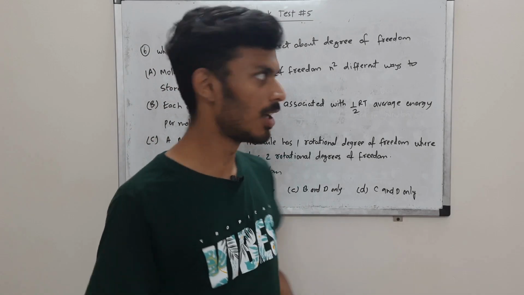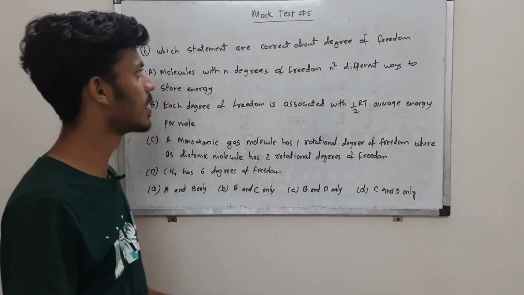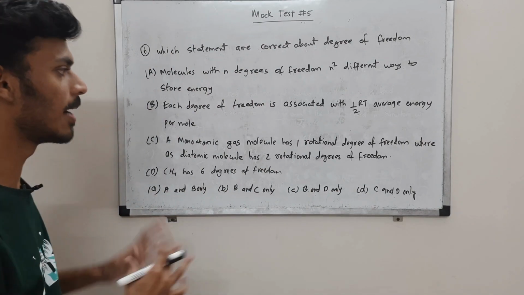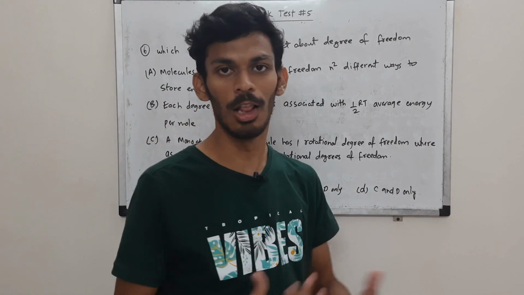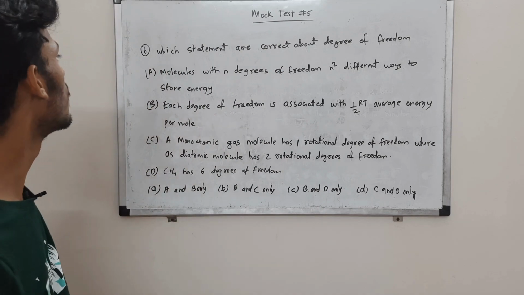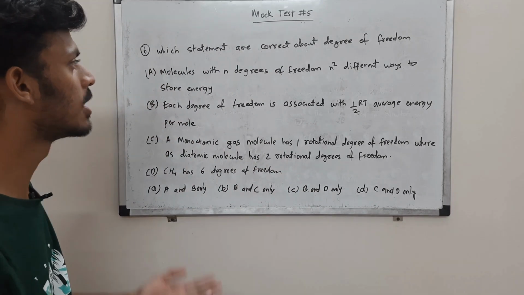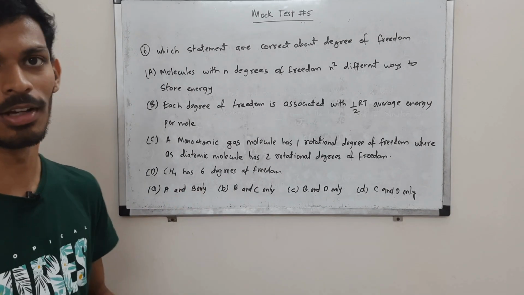Question number 6 over here, we are given different statements. We are supposed to tell which of the following statements are correct. This type of question has lately been seen a lot in the papers this year. So let's do them. This is about degree of freedom. We are supposed to choose the statements which are correct about degree of freedom.